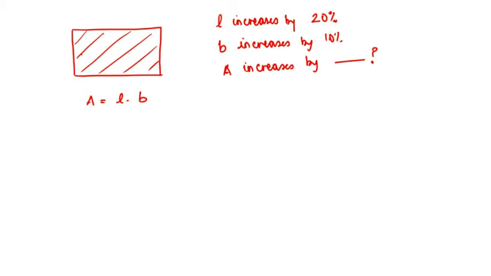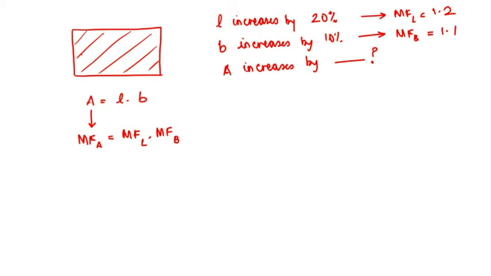Now I know area is equal to length into breadth. So what happens here? I can convert this into multiplying factor formula. Multiplying factor of area is equal to multiplying factor of length into multiplying factor of breadth. Now what is the multiplying factor of length? Multiplying factor of length is equal to 1.2. Why 1.2? Increases by 20% is 1 plus 20%. What is the multiplying factor of breadth? Multiplying factor of breadth is equal to 1.1. Why 1.1? Increases by 10%, so 1 plus 10%.